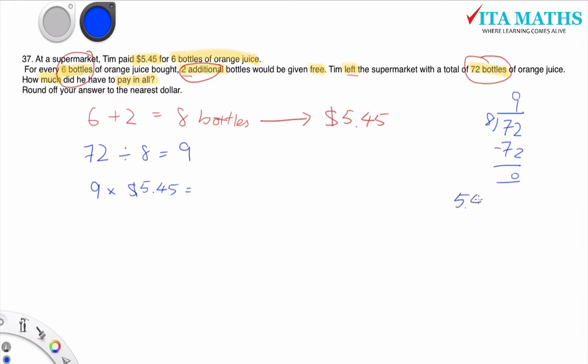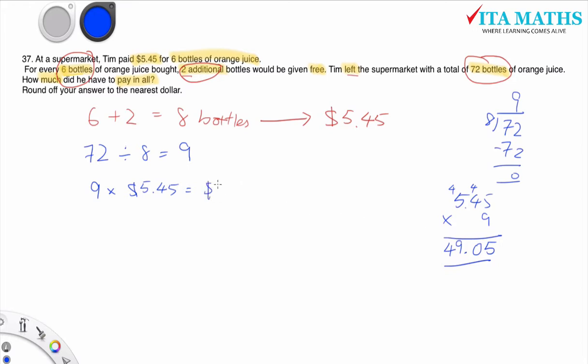So $5.45 multiplied by 9, what do we get? 9 times 5 is 45. 4 over here, carry up. 9 times 4 is 36. 36 plus 4 is 40. So 45 plus 4, $49.